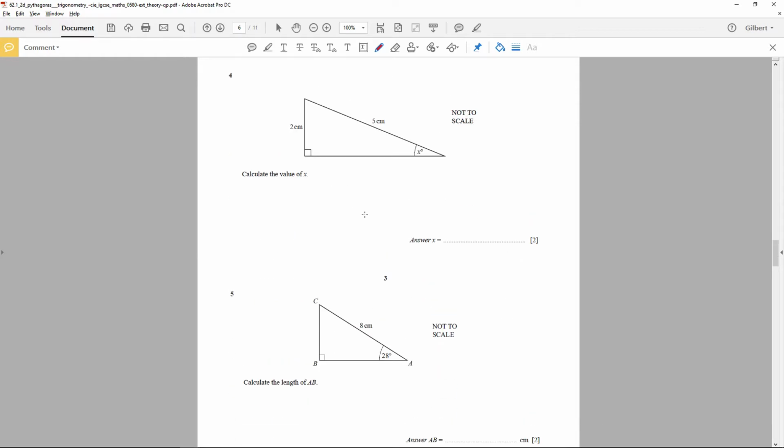Next question, calculate the value of x. Again, this is a right angle triangle. What do we have here? We have the hypotenuse and we have the opposite. So the formula we're going to use is sine x equals opposite over hypotenuse. x equals shift sine 2 over 5. The answer will be shift sine 2 over 5, 23.58 degrees.